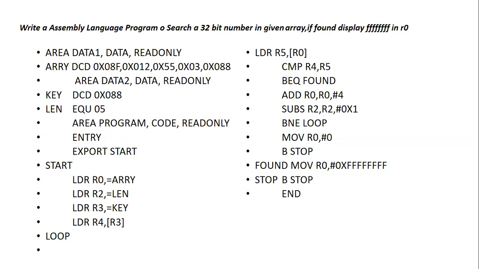If it is not, then we have to search for the element that is present in the next memory location. So let us see here. R4 value is 88 and R5 value is 8F. So it is not equal. So this condition will fail. Branch equal will fail and immediately the next instruction is going to be executed. What's the next instruction? ADD R0, comma, R0, comma, hash 4, means we have to go for the next memory location.